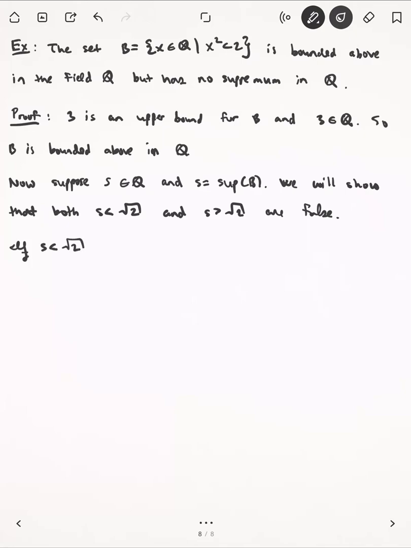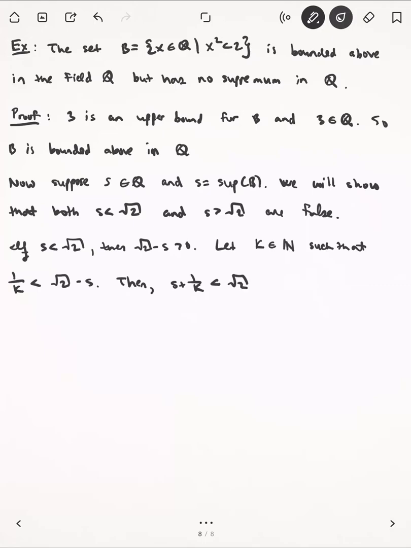If s is less than the square root of 2, then the square root of 2 minus s is positive. Okay? So let k be a natural number such that 1 over k is less than square root of 2 minus s. Then s plus 1 over k is less than the square root of 2. And s plus 1 over k is rational. So s plus 1 over k is in B.